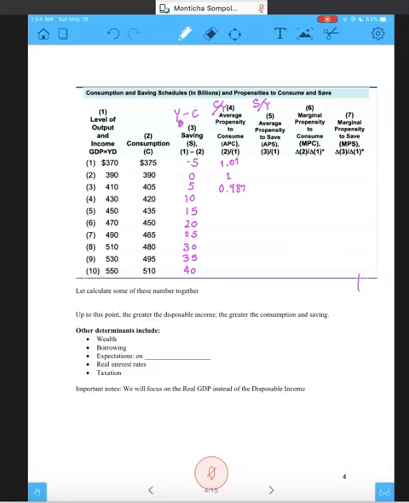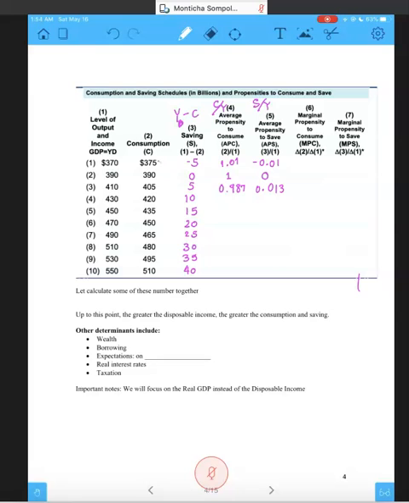Average propensity to save should add to average propensity to consume to make 1. So this is negative 0.01, right? And this is 0. And here would be 0.013 and things like this. Okay, now marginal propensity to consume, you need 2 data points to find the MPC.